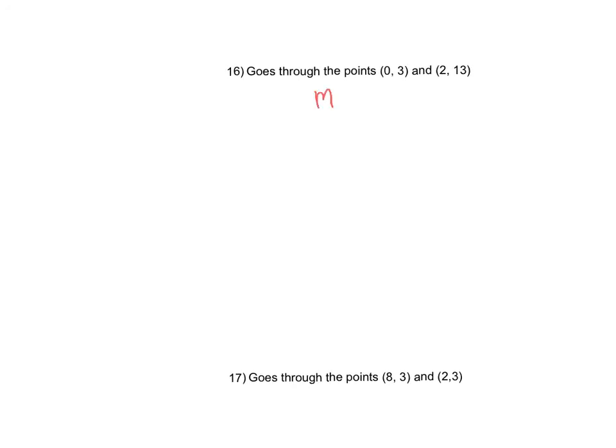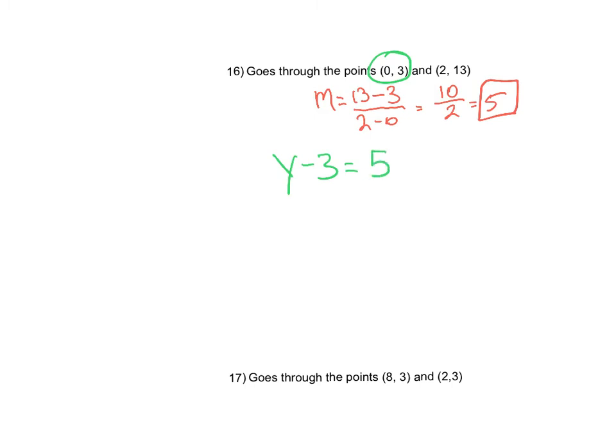So let's do this. M equals 13 minus 3, that's y2 minus y1, over 2 minus 0, that's x2 minus x1, equals 10 over 2 equals 5. Okay, so I get 5 for my slope. Goes through the points. So I'm going to go, let's use the first point. I'm going to show you both answers just in case you did both of them. I'm going to use green for the first point. Y minus 3 equals slope x minus the x value. I'm going to keep it right there.